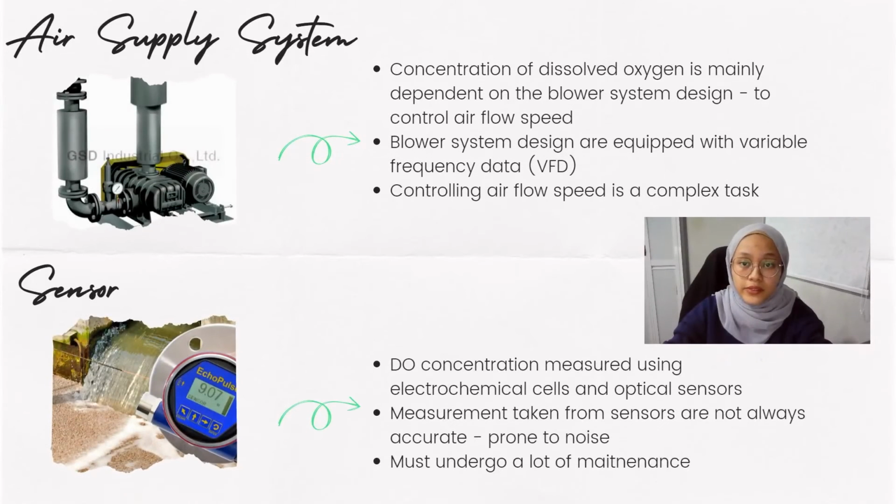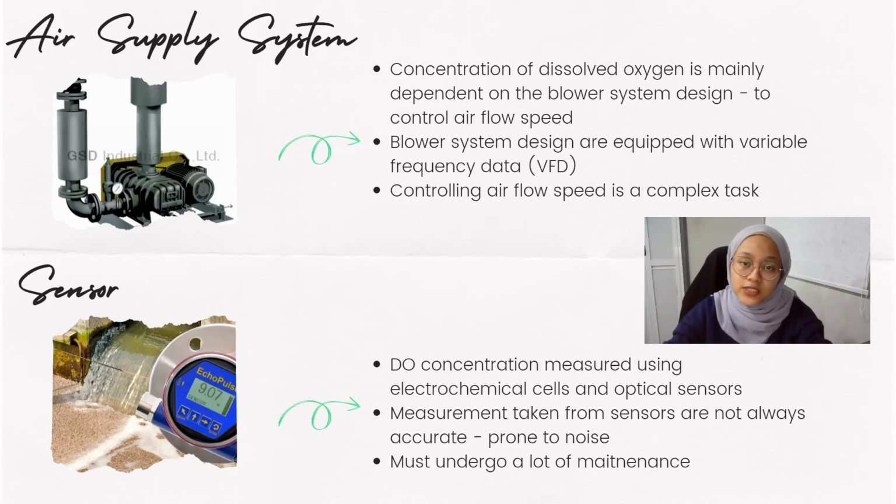There are two important areas that must be taken into consideration, especially in terms of controlling the concentration of dissolved oxygen. One of them is the air supply system. The air supply system in the aeration tank consists of blowers. The blower design is especially important in controlling the airflow speed. The blowers are equipped with a variable frequency drive, or VFD, which is used to control the motor speed of the blower. However, controlling airspeed is very complex due to large time delays and very high non-linearity, making the traditional PID controller insufficient in this case.